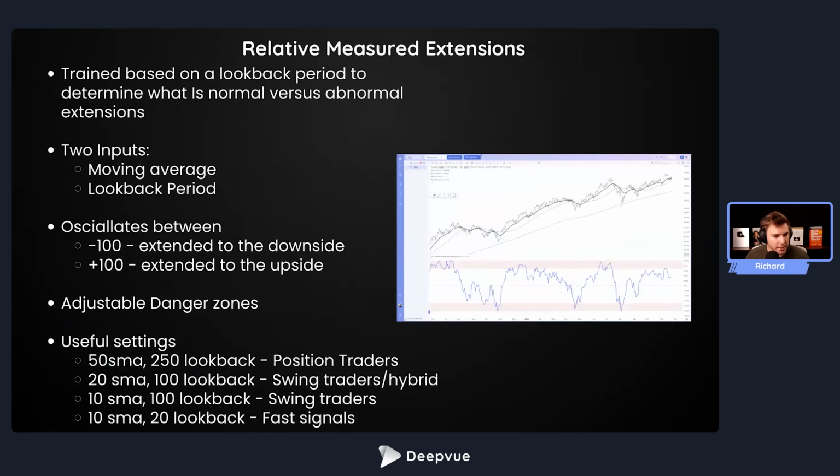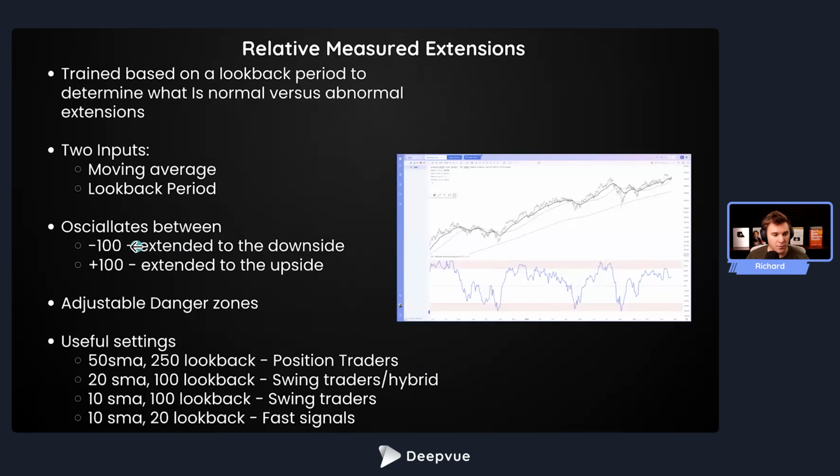Yeah, cool. All right. Let's see, relative measured extensions. So this indicator basically is trained based on a lookback period to determine what is normal versus abnormal as an extension from a moving average that you select. There are two different inputs. You want to enter the moving average that you want to use, and then the look back period that you want to train Deepvue on to look for extensions above or below that moving average.